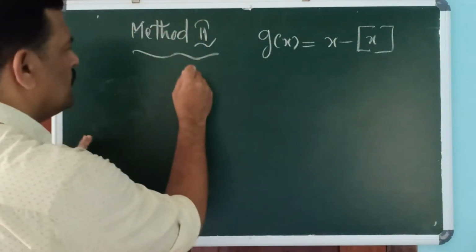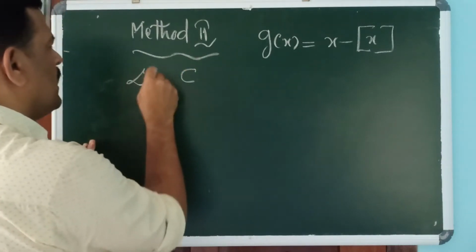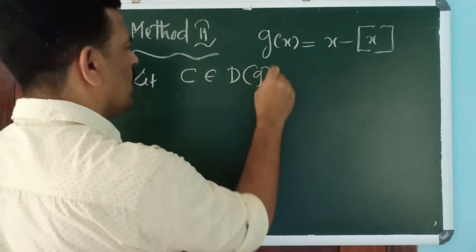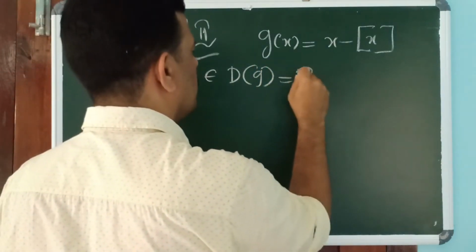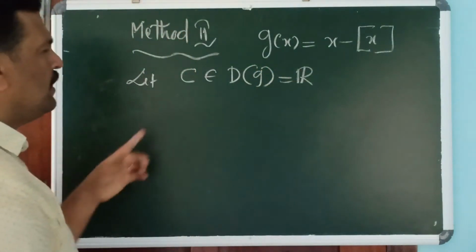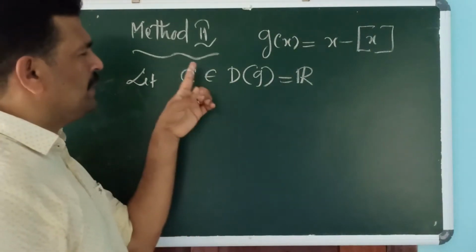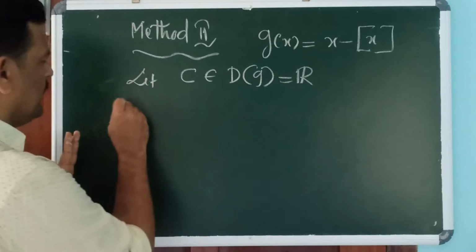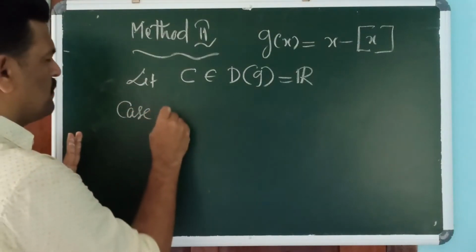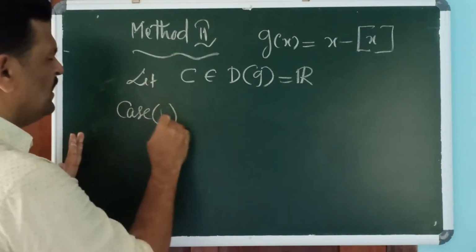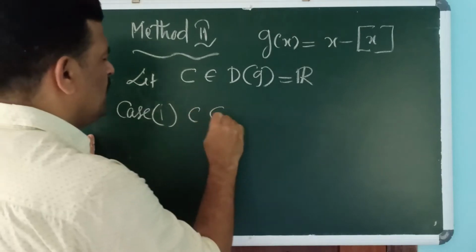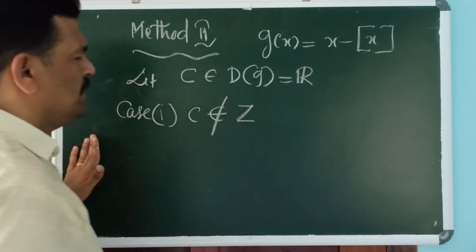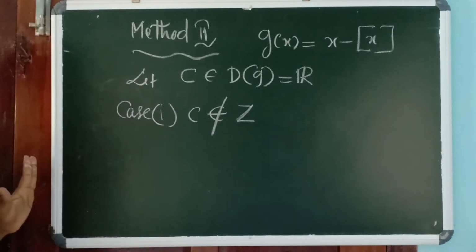അപ്പോൾ നമ്മൾ ആദ്യം ചെയ്യുന്നത് ലെറ്റ് സി എലമെന്റ് ഓഫ് ഡൊമൈൻ ഓഫ് ജി. That means set of all real numbers. And we are dividing C into two parts. One is integer and another is non-integer. Let first case 1. We can take C not an element of Z. That means C is not an integer.